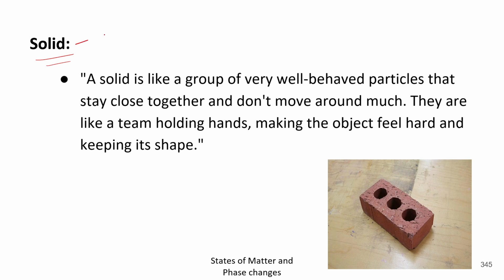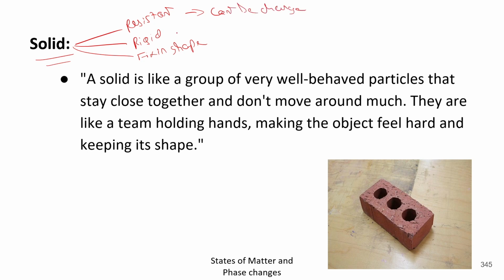First thing is a solid. Solid has some properties, like it is highly resistant. Second thing is it is rigid. Third thing is it is fixed in shape. And all these things are derived from each other. Like first is it is resistant, it can't be changed. Second is rigid, shape can't be changed. Fixed in shape means it would be broken down.